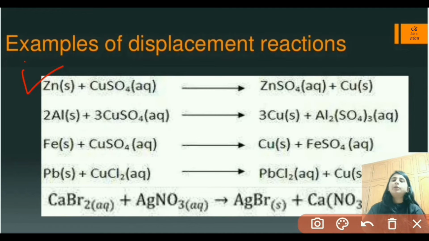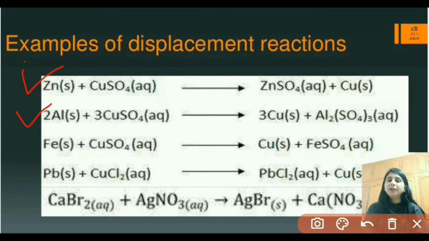Then moving on with the second reaction, we have aluminium reacting with copper sulfate. So again, aluminium is more reactive than copper. So copper will again get displaced and the product would be aluminium sulfate and copper. Next reaction is iron combining with copper sulfate. Again the same rule. Copper is less reactive, so it will get displaced. So the product would be iron sulfate and copper.